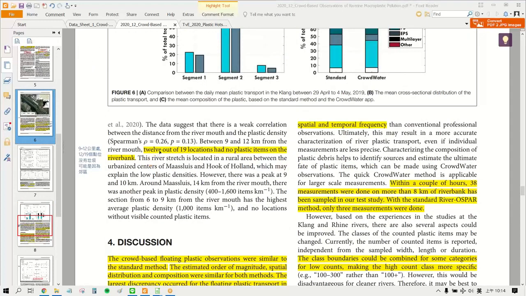Okay, and they say 12 out of 19 locations in some area, in these 9 to 12 kilometer areas, there's no plastic items on the riverbank, probably because this is the rural area and the unurbanized centers.